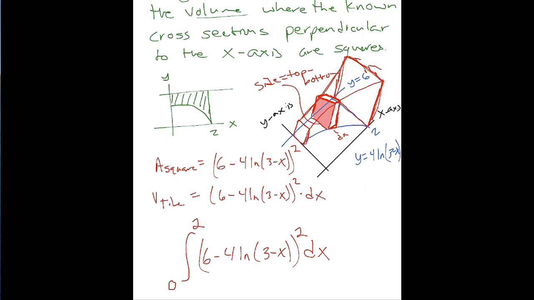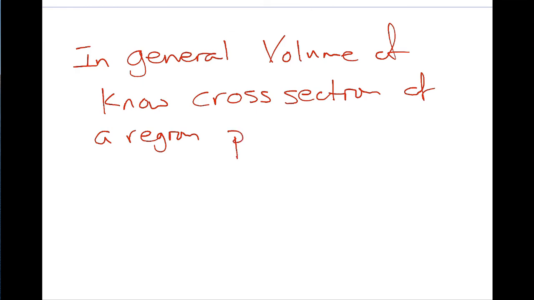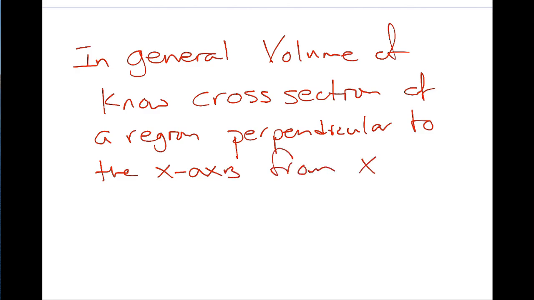The main idea, the general idea, so in general, the volume of a known cross-section, so known cross-section meaning a rectangle, a square, a semicircle, or a triangle, the volume of a known cross-section of a region perpendicular to the x-axis from x equals a to x equals b is found by the following.